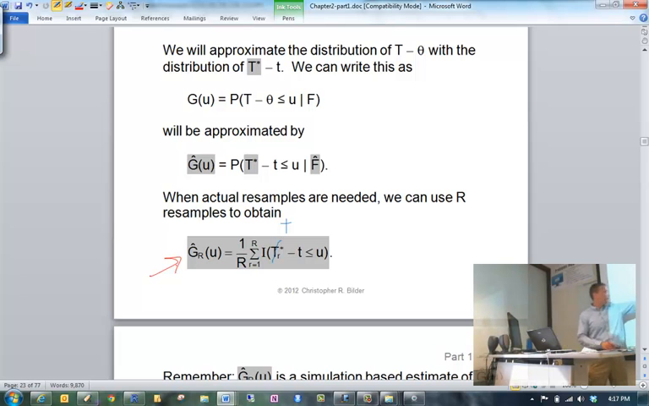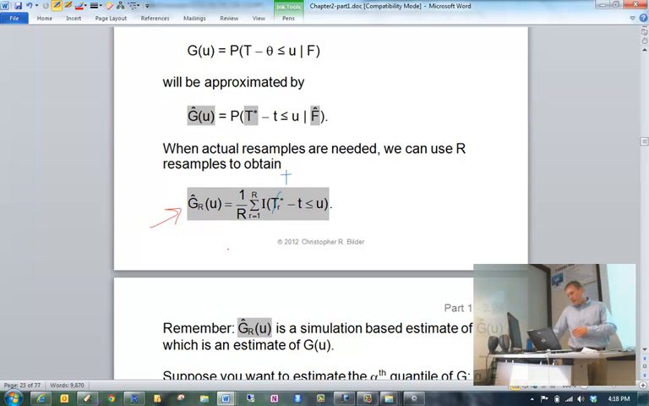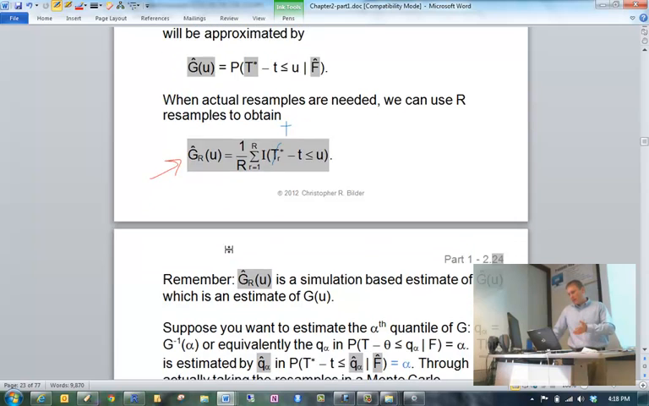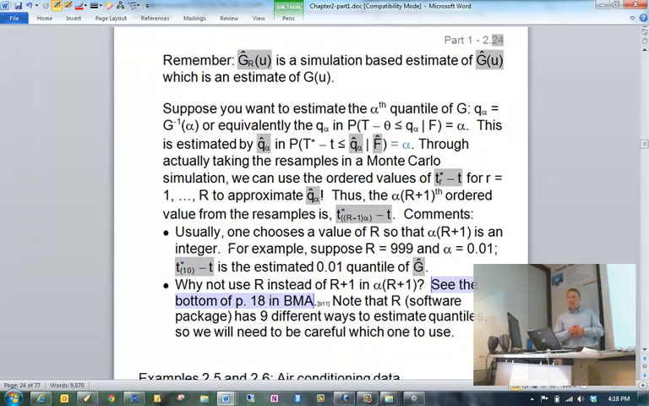You derive that typically in a parametric bootstrap setting, or you could use actual resamples. And notice a little small change there. That should be a little t rather than a big T. And if using capital R resamples, you just simply use the indicator function to look at how many times t star minus t is less than or equal to this u. Okay? So that allows you then to estimate the CDF evaluated at a particular value of u. But let's say that you want instead the quantile of g.